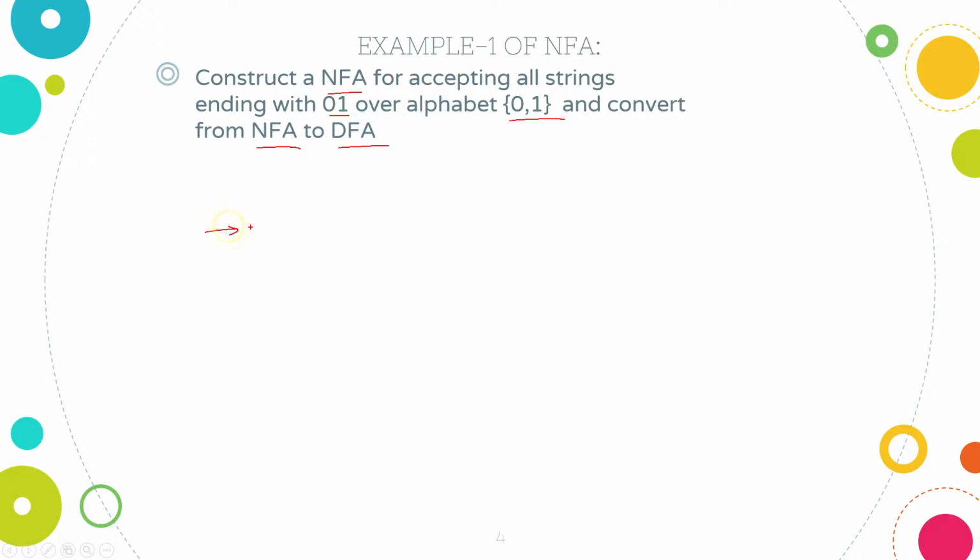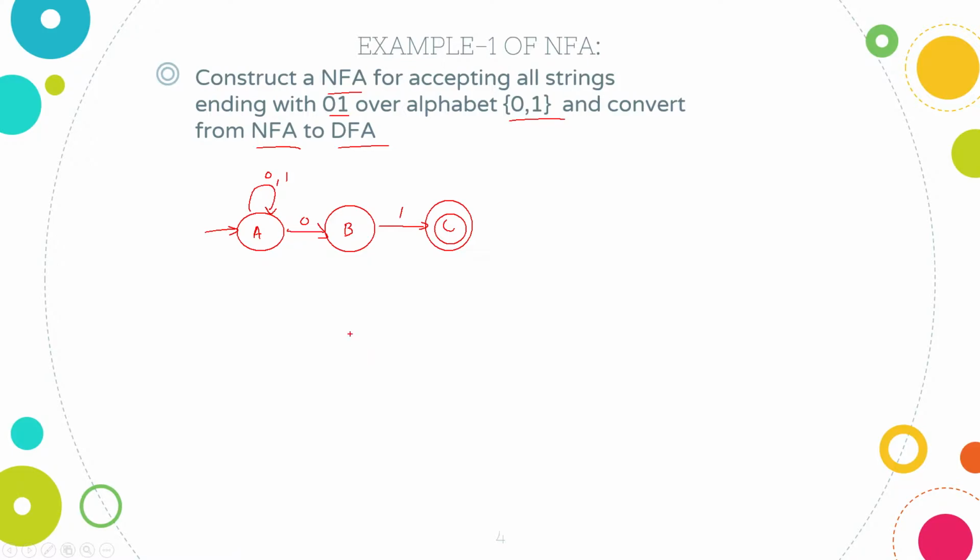So let's say this is a starting state. We'll call it A. If you get a 0, you go to B. And if you get a 1, you go to state C. And let's make state C our final state. So anything before this you get, let it be 0 or let it be 1, it's okay. So this is our NFA for accepting all the strings ending with 0, 1.